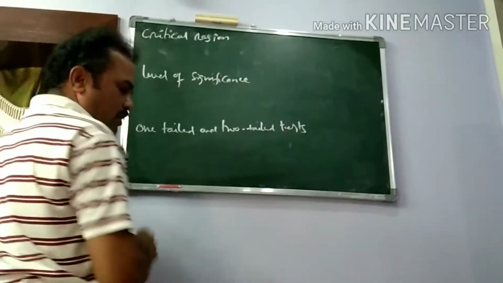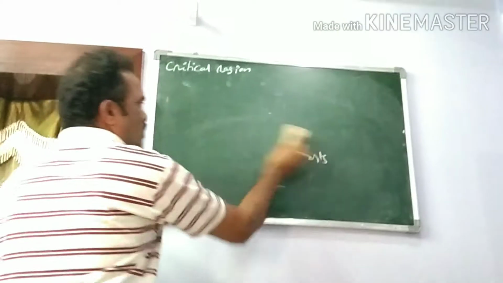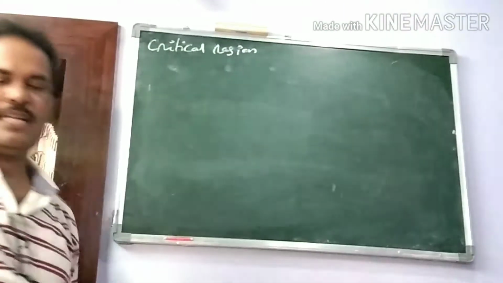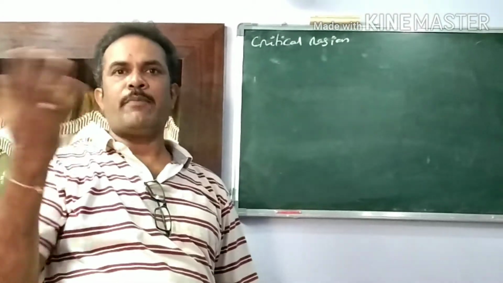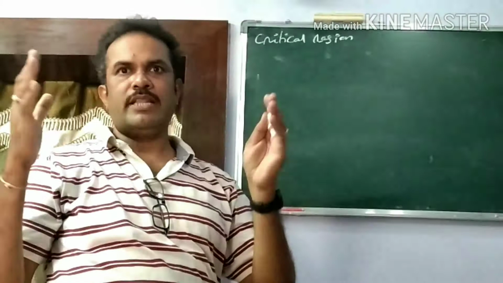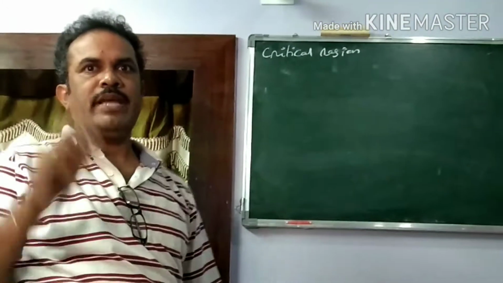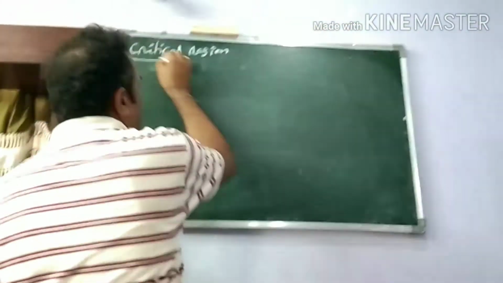So first of all, we will discuss the critical region. Generally, the critical region represents the portion of the area under the probability curve, meaning the normal curve. That is the main use of the critical region. I will define the critical region briefly.